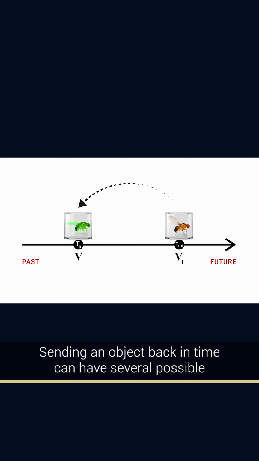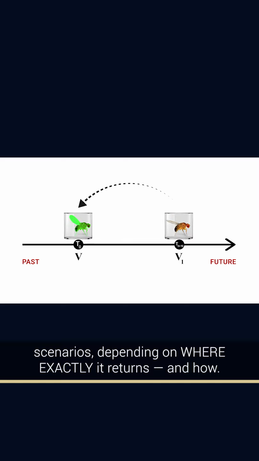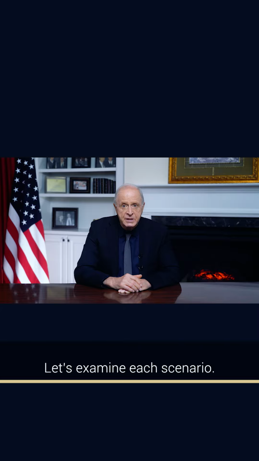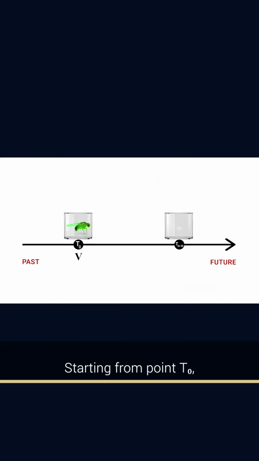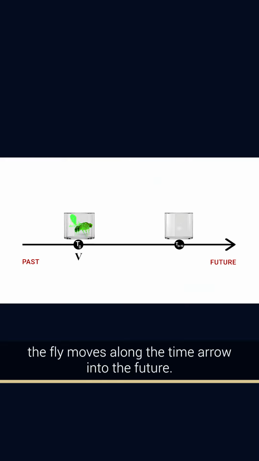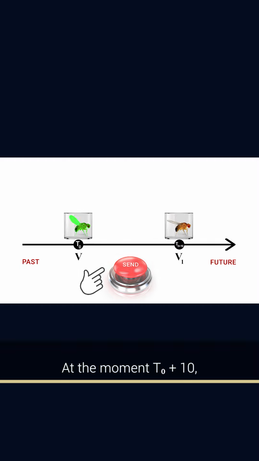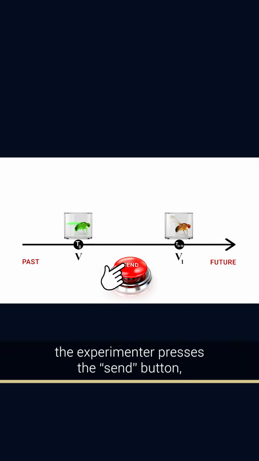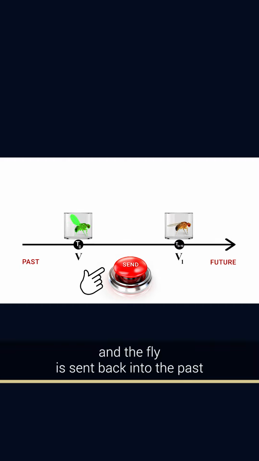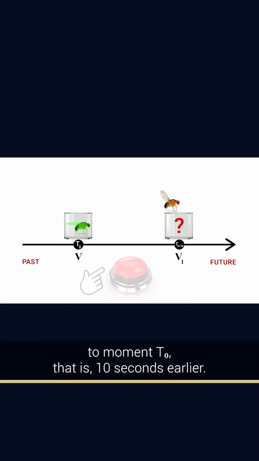Sending an object back in time can have several possible scenarios, depending on where exactly it returns and how. Let's examine each scenario. So, the first scenario. Starting from point T0, the fly moves along the time arrow into the future. At the moment T0 plus 10, the experimenter presses the send button, and the fly is sent back into the past, to moment T0, that is 10 seconds earlier.